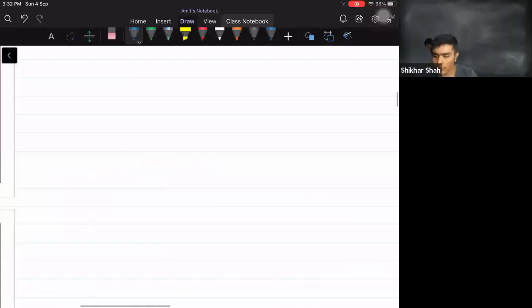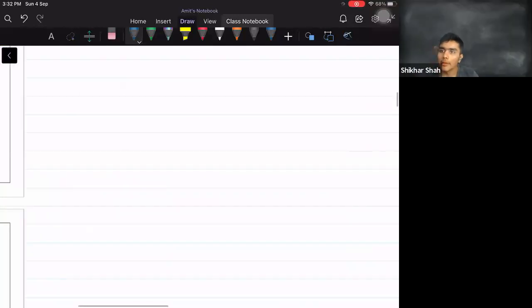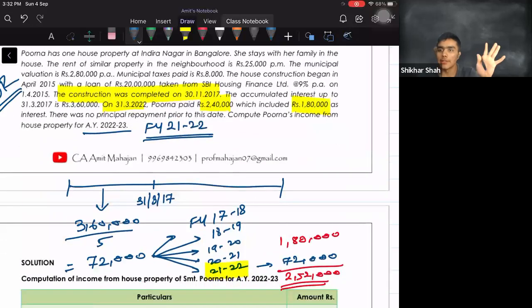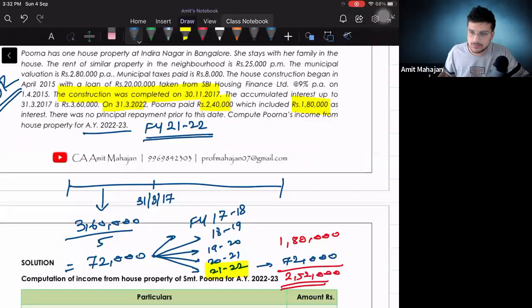Sir, if we were in 22-23 FY, it was only 30,000, right, because 5 years have elapsed after construction. Correct.